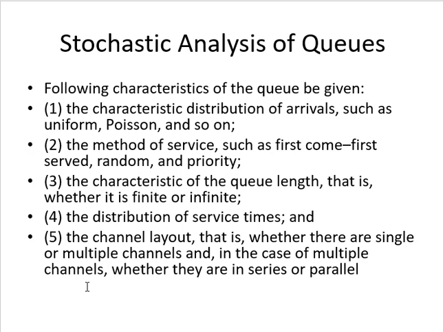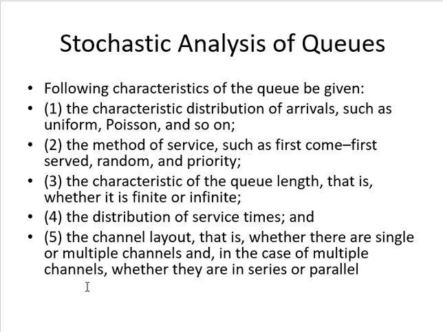Distribution of service times: what is the rate of service per minute? How many, and is it constant or is it changing? Then the channel layout. Up till now we have just seen one channel. In the examples we have seen, the toll booth was one, the gate was one, and so on. But there can be multiple channels as well. I gave you the example of the airport yesterday. At the airport you can have multiple counters, multiple channels. If there are multiple channels, then you should know their arrangement as well.